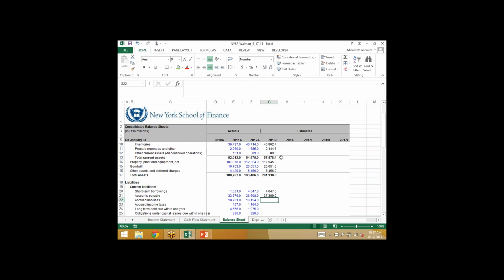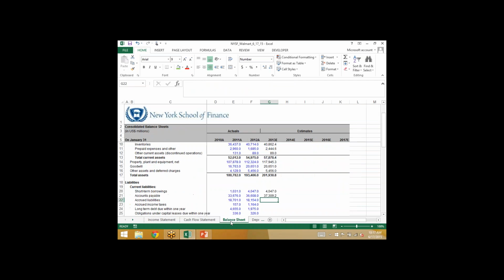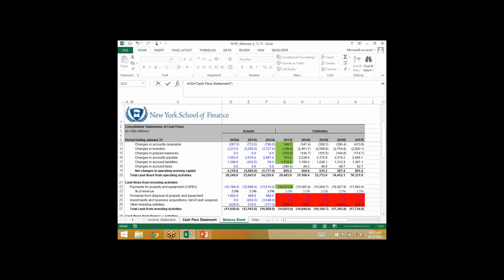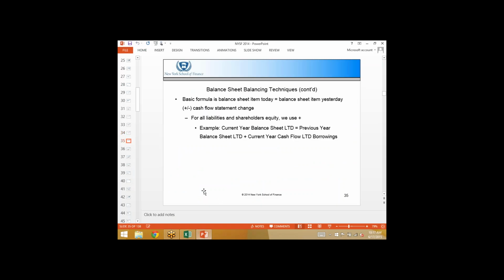Right? Accrued liabilities. Which cash flow statement line item affects it? Changes in accrued liabilities. It's 1.3 billion. Does that drive it up or down? Up. Okay. Again, liability, cash up, liability up. This is going to be the year before plus the change. So again, you can see the pattern for liabilities. For every balance sheet line item, it should be the year before plus or minus the change. For every liability, it's plus. For every asset, it's minus. Very simple.